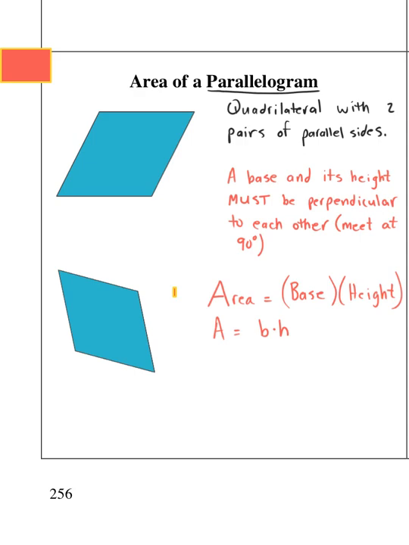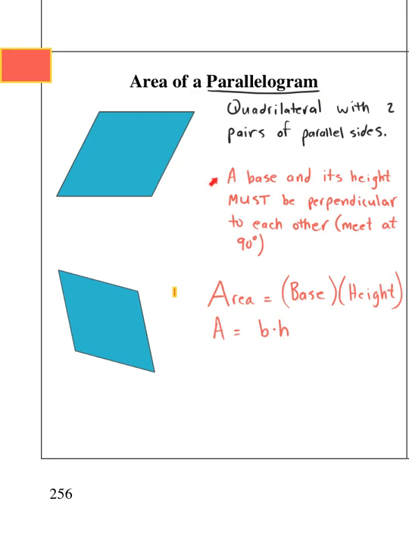Hey Geometry, this video is the area of a parallelogram. So, a parallelogram, we must remember, is a quadrilateral with two pairs of parallel sides. The formula for the area of a parallelogram is just base times height, b times h.